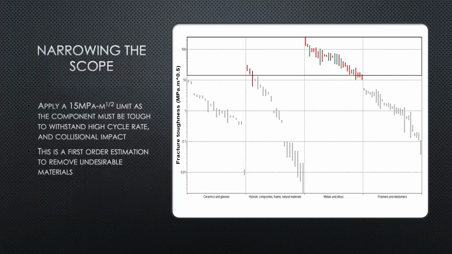So how do we go about choosing the right material? The first thing we're going to do is eliminate as many materials as possible by applying a 15 megapascal per meter squared limit for the fracture toughness. Doing this leaves us with a total of about 31 materials, mostly metals and a few composites.